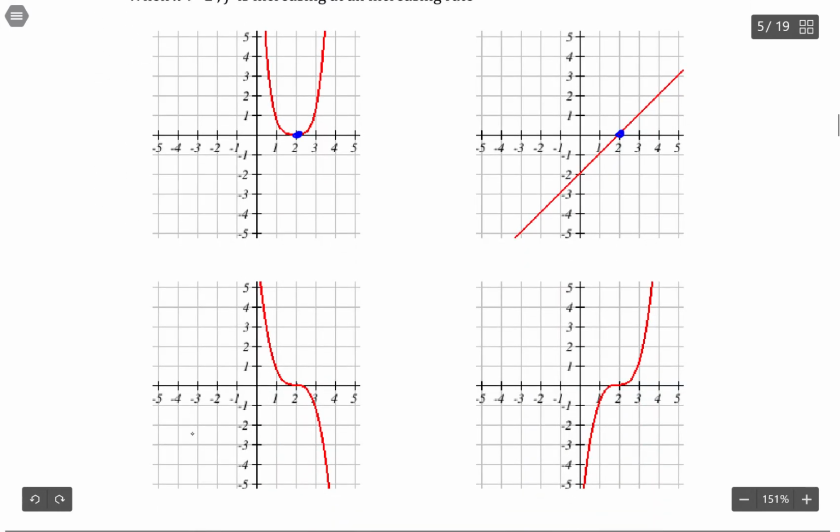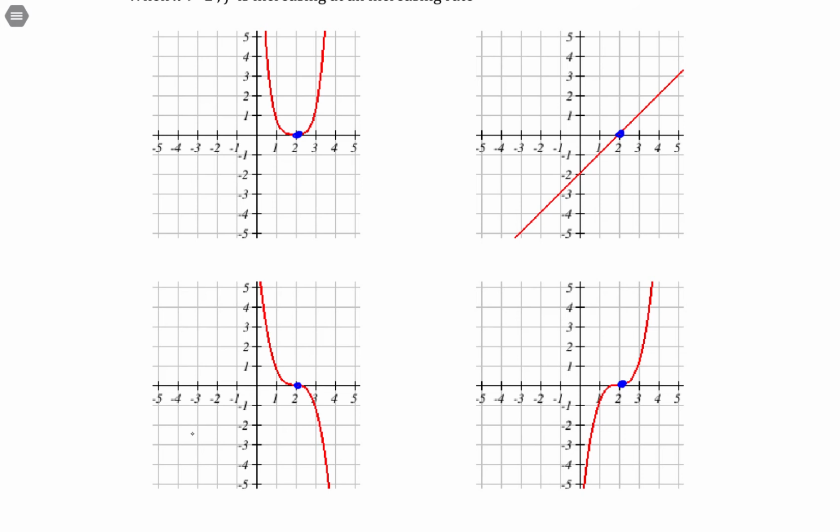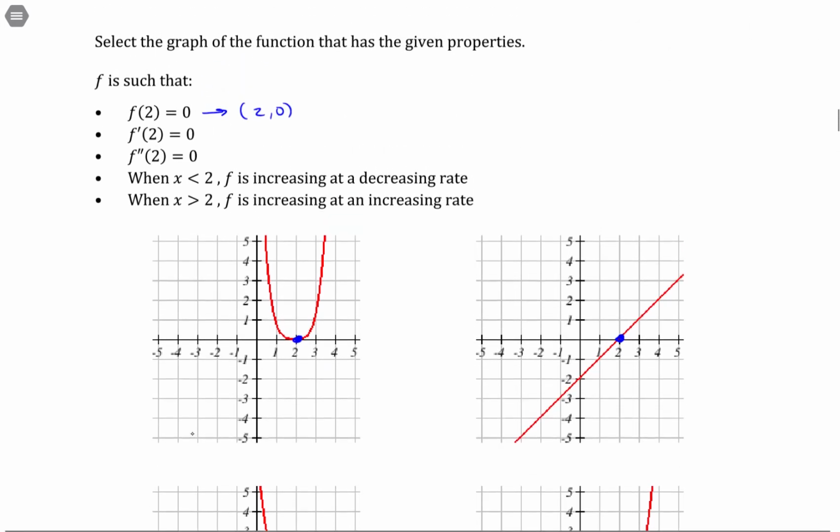That's the case in the second one. That is the case in the third one and the fourth one. So that doesn't eliminate any possibilities, but that's okay. We'll go on to the next one. f prime of 2 has to be equal to 0.